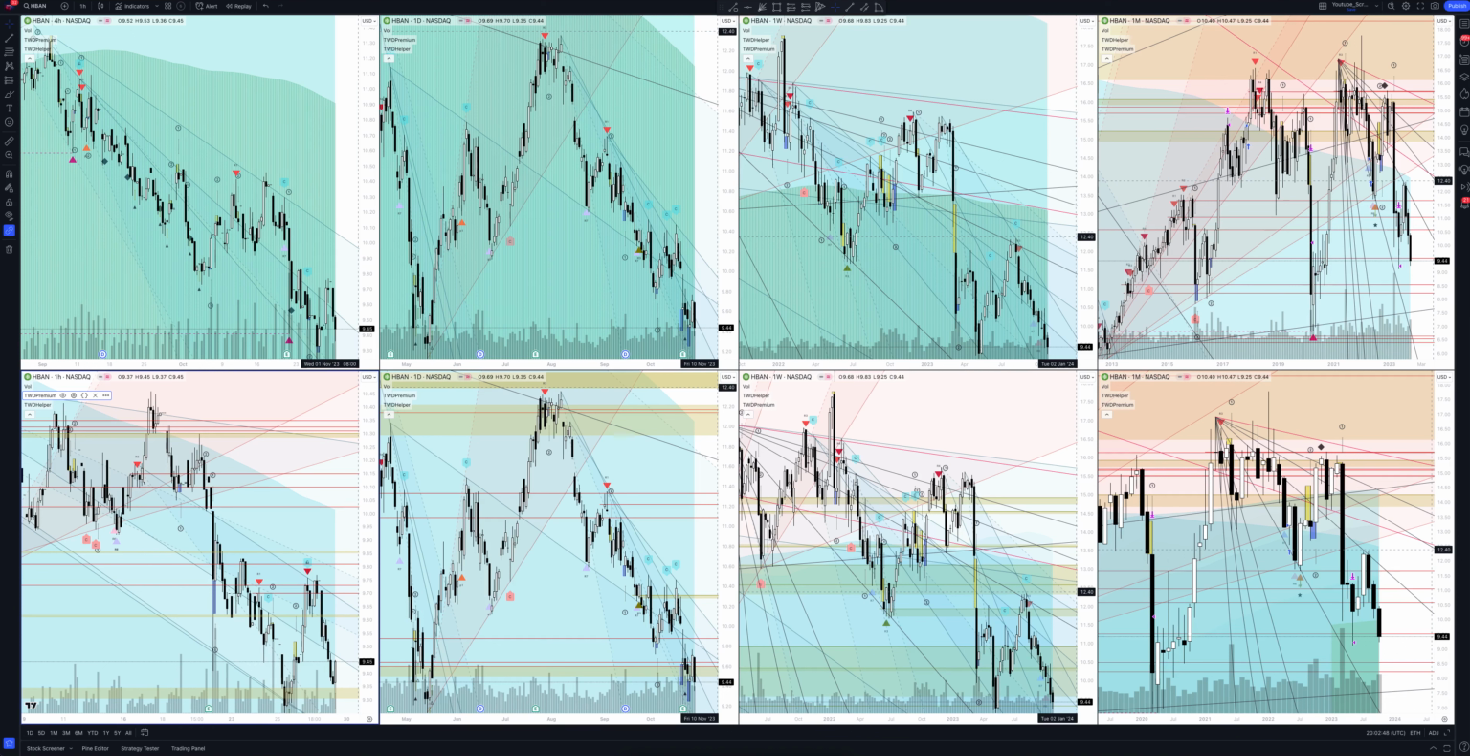Today we will take a look at Huntington Bancshares stock. Let's analyze the market situation and find out how you can make money on it. Let's start.